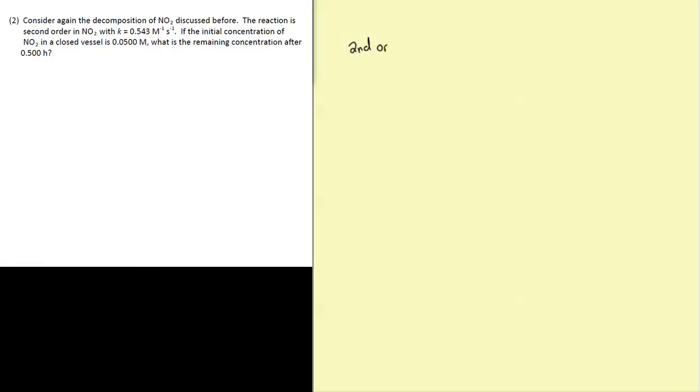This question clearly states that we're using second order kinetics. So again, we start with our formula.